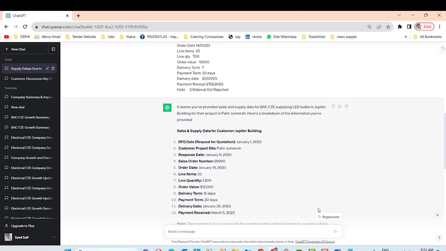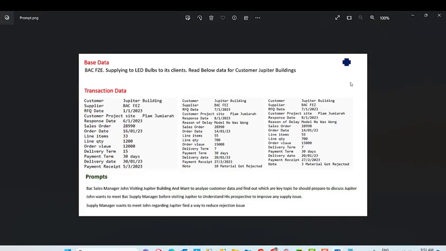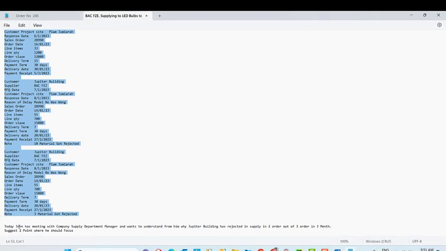Okay, now what is our agenda? Our agenda is to go here, the prompt, what we are going to achieve. We want to help the sales manager, like how and which are the important points he is going to address to Jupiter. So he wants to get help from ChatGPT, like please suggest me something. So what we need to do, we need to take this prompt.